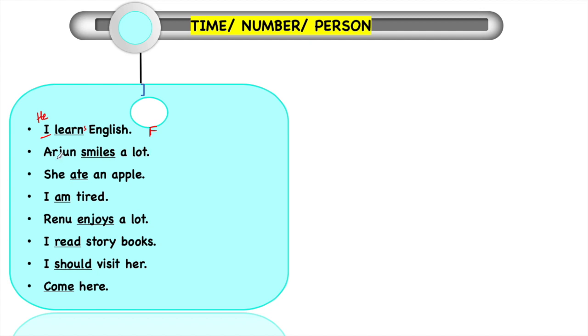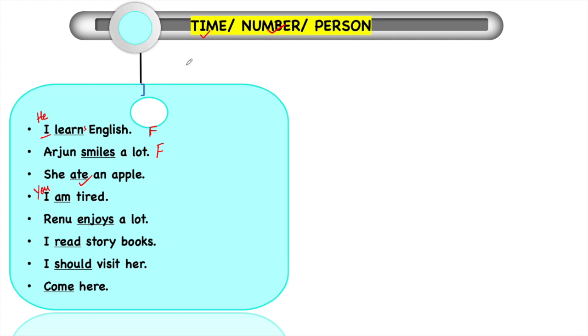Arjun smiles a lot. If you write here Arjun and Neha, then what will happen? Smiles will become smile. We are checking our answer with any one of the three categories. Now we are checking with this category where we are changing the number. Arjun and Neha smile a lot. It means this is again a finite verb. She ate an apple. If you convert this into present tense, now we are checking this as per time, then it will be she eats an apple. It means this is changing. So again, this is a finite verb. I am tired. If you change the person, if you write you, then what will be the answer? You are tired. So, finite verb.